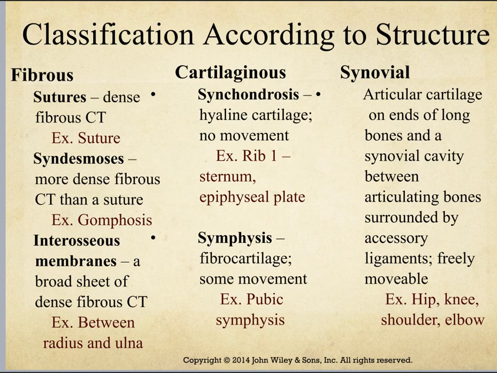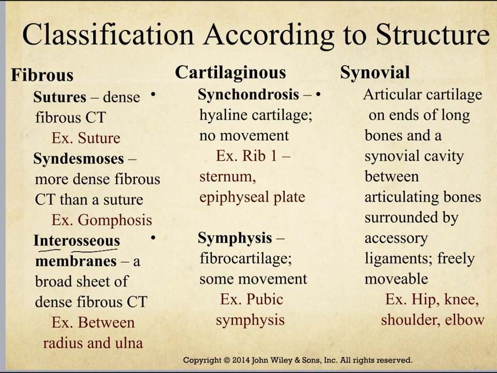The last is a little more obscure. We don't really cover this in class, but we are going to explain because it does exist. Interosseous membrane. Remember, inter means between, so we break apart our words: between osseous, bone. If we go between two parallel bones, like the tibia and fibula, or radius and ulna, we have these broad sheets of dense fibrous connective tissue.